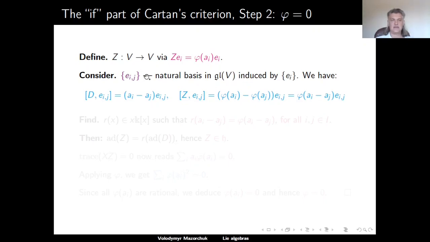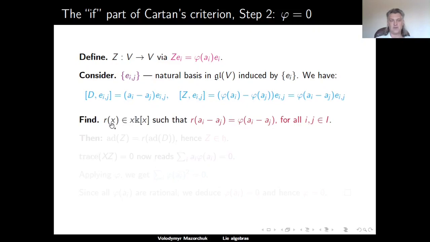In this basis, it is easy to check that the commutator of D with Eij is equal to Eij times Ai minus Aj. And the same computation shows that the commutator of Z with Eij is also equal to Eij times now phi of Ai minus phi of Aj. Since phi is a linear map, we can rewrite it as phi of Ai minus Aj times Eij. So the adjoint operator of Z is diagonalizable in this basis with diagonal elements given by phi of Ai minus Aj.